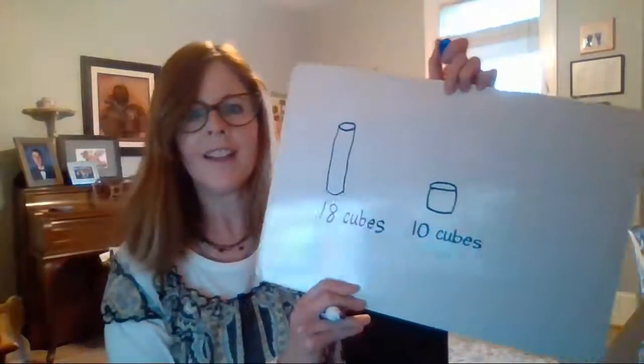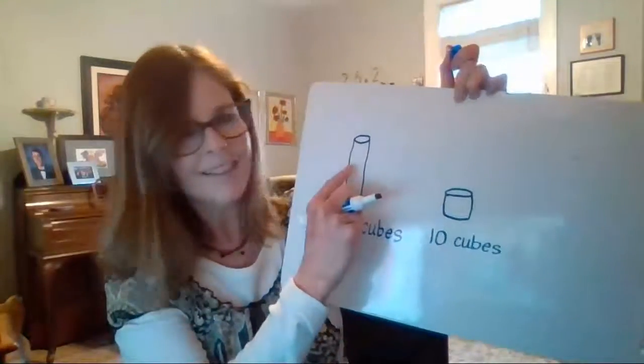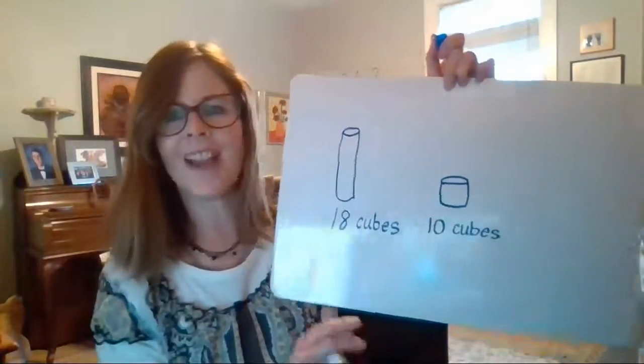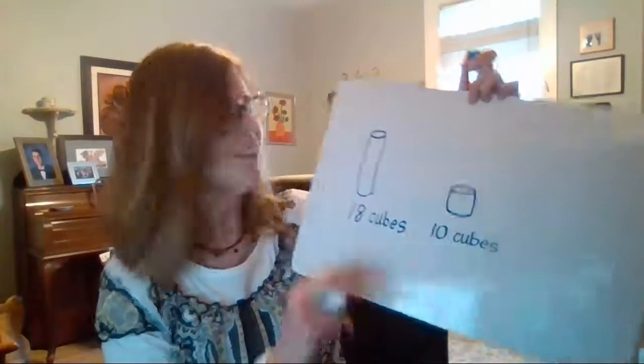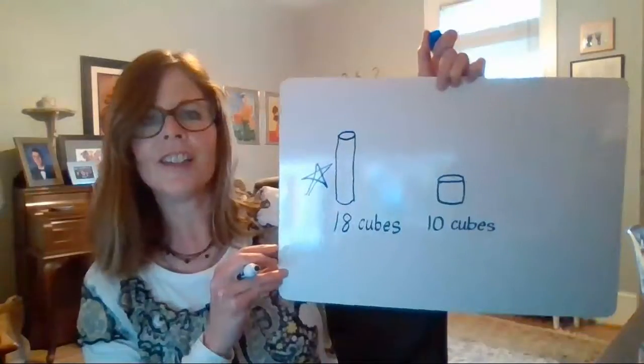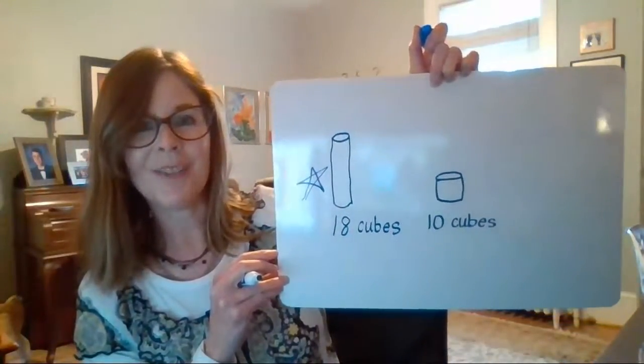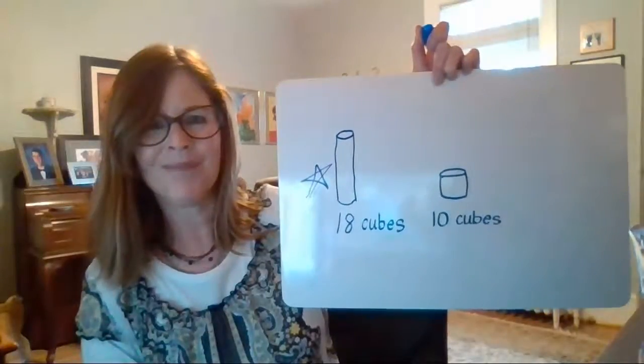So which one has more volume? The tall, skinny container or the short, fat? Of course, ding, ding, ding, ding, ding. Our tall, skinny container holds more, 18 cubes versus 10 cubes.